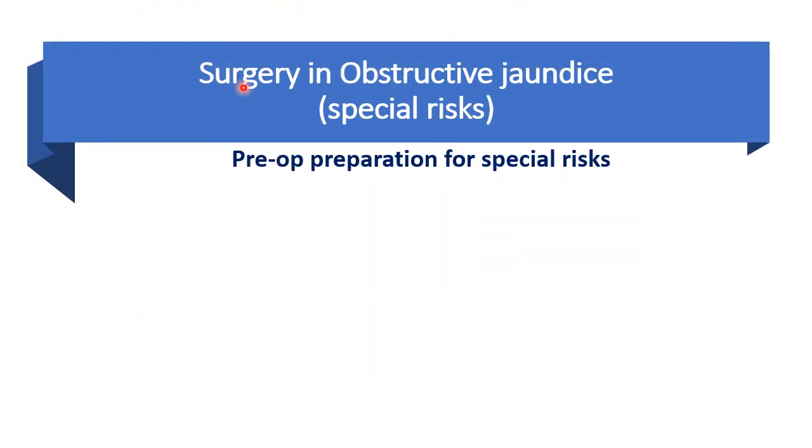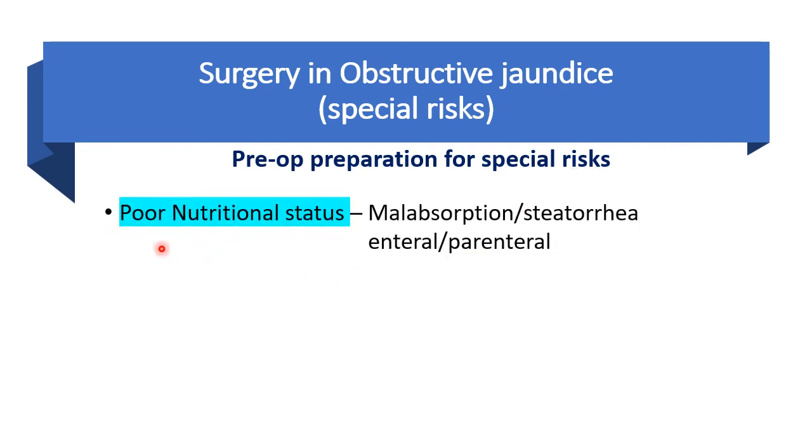Now, for patients with obstructive jaundice who are subjected to such operations, there are very special risks that must be addressed in the preoperative preparation for this operation. What are these risks? Usually these patients are in poor nutritional status because of the severe malabsorption and steatorrhea due to the lack of bile. So they have to be given some form of enteral or parenteral nutrition before they go for the surgery.